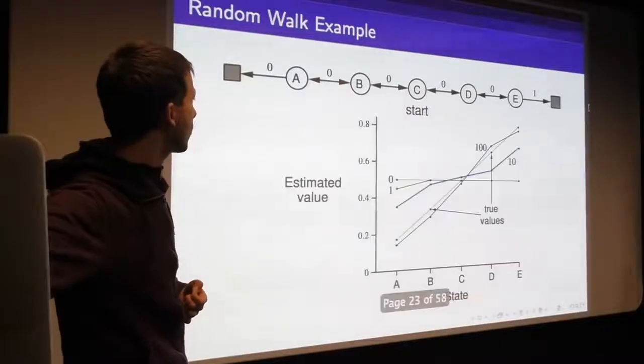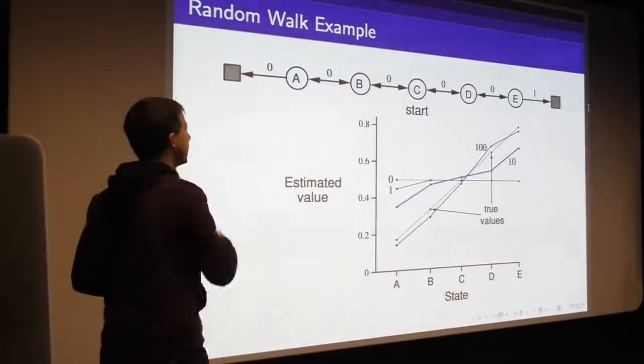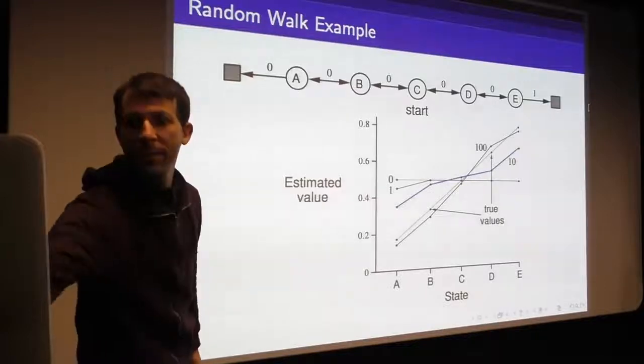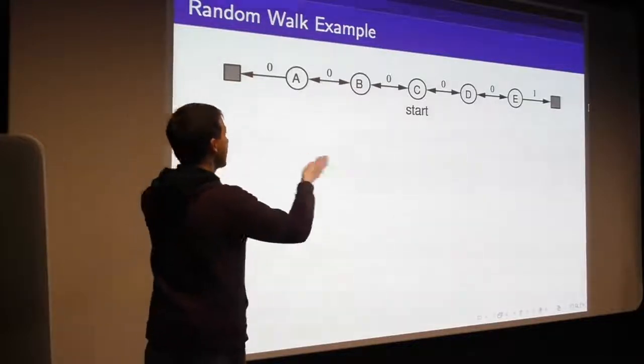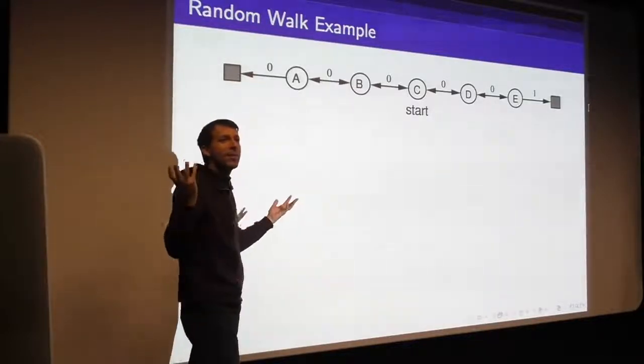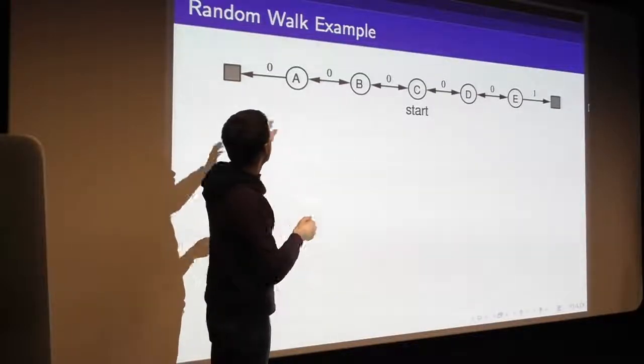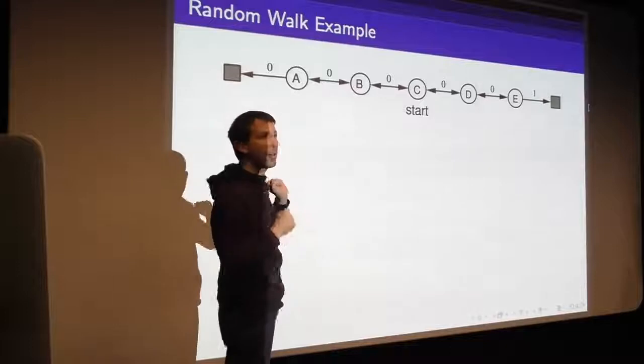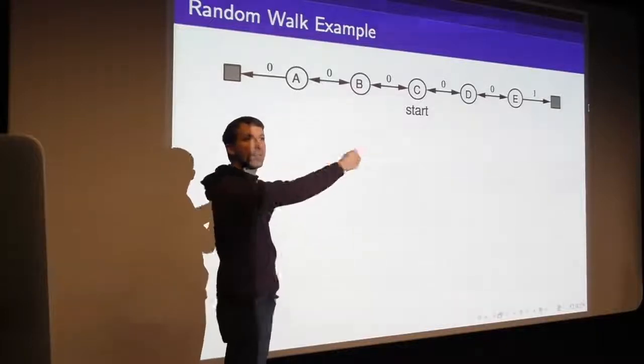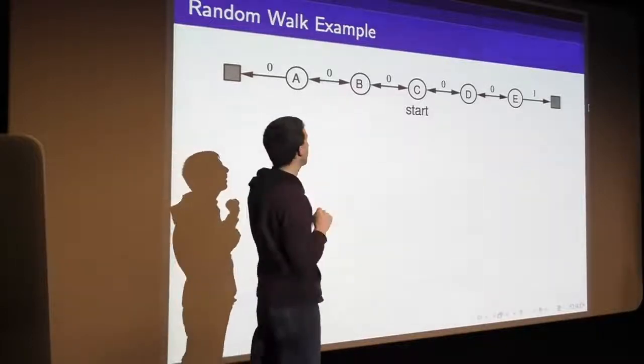Okay, let's make this a bit more concrete with an example. So this problem here is a random walk. So what's happening in this problem? It's like one of the simplest MDPs you could imagine. In fact, there are two actions, left and right. We're going to consider a uniform random policy that goes left 0.5, right 0.5.